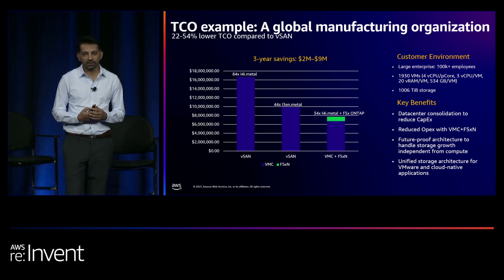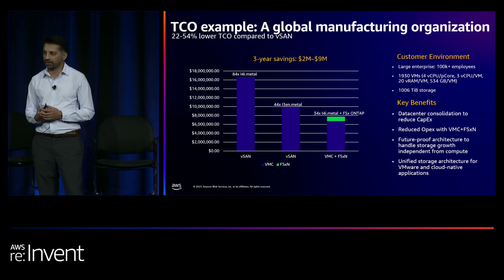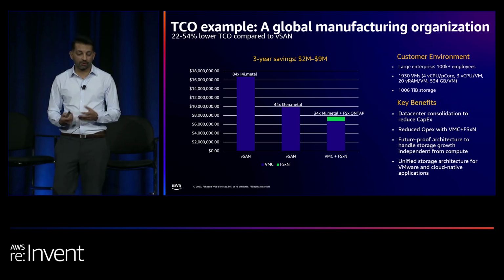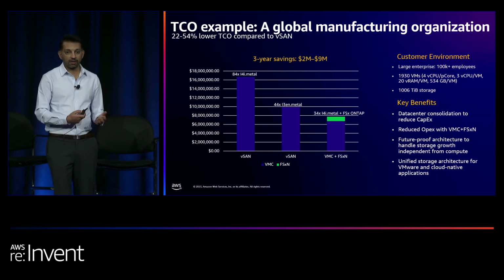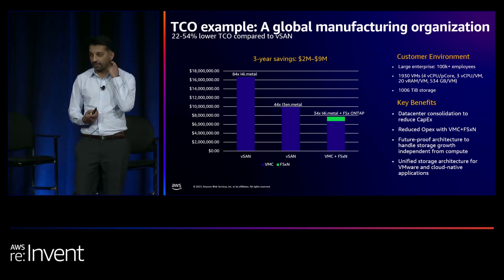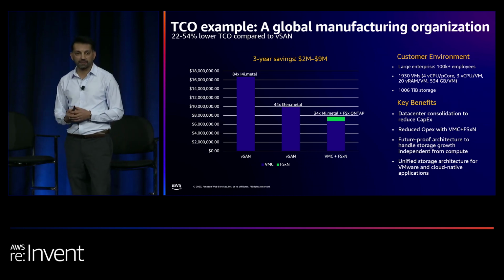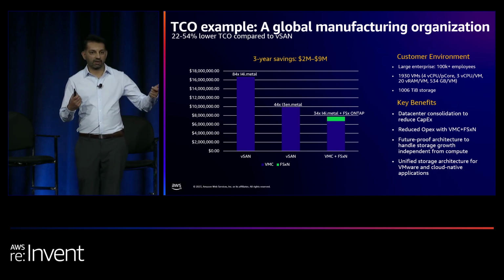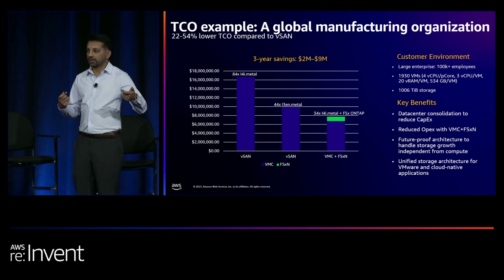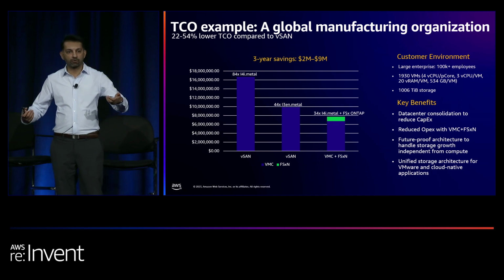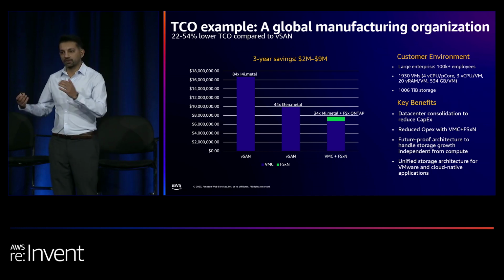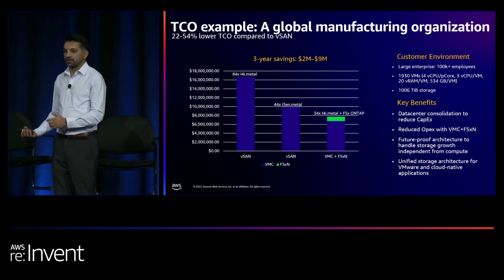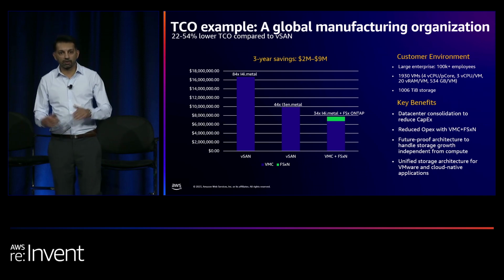Here's a real-world example of a large manufacturing organization looking to bring about 2,000 VMs to AWS with about a petabyte of storage. And rather than going on a purely hyper-converged vSAN-based architecture, this customer was able to split their virtual machine footprint and utilize an external storage combination with FSx for ONTAP and lower their overall cost.